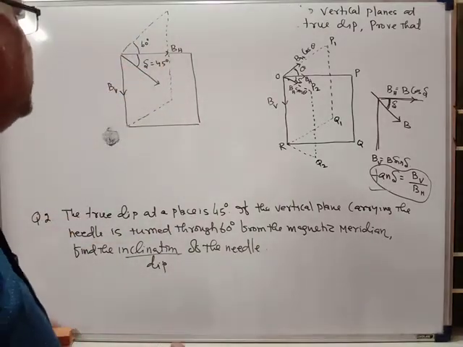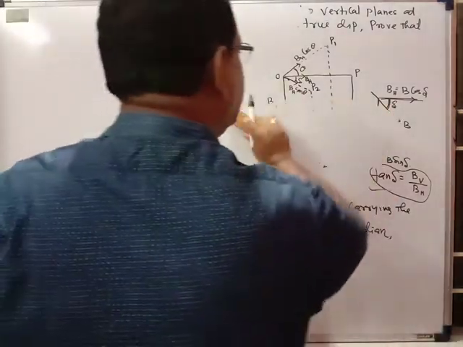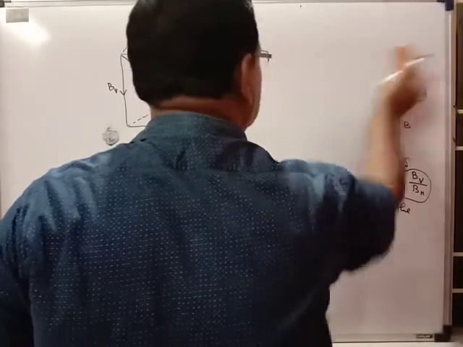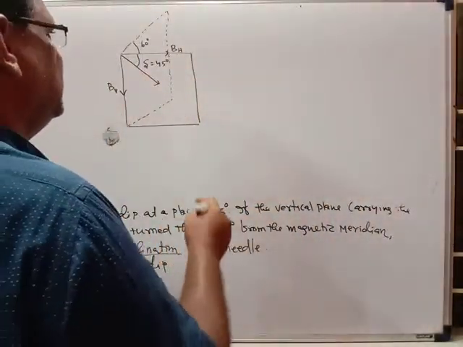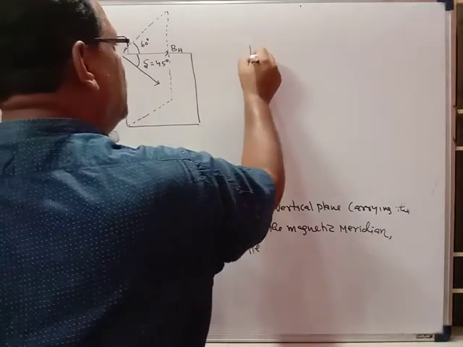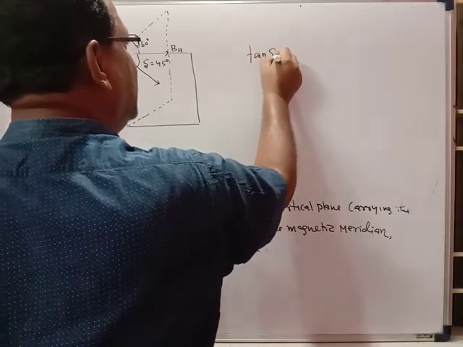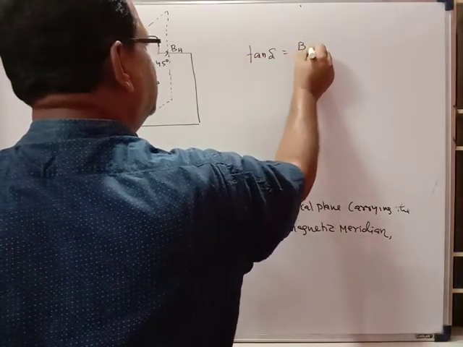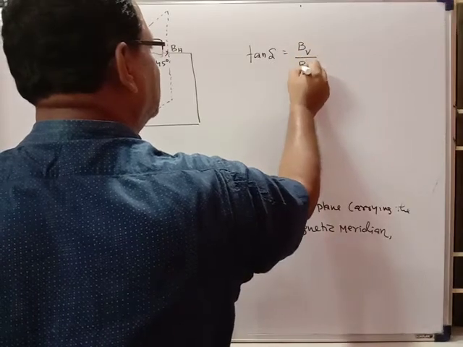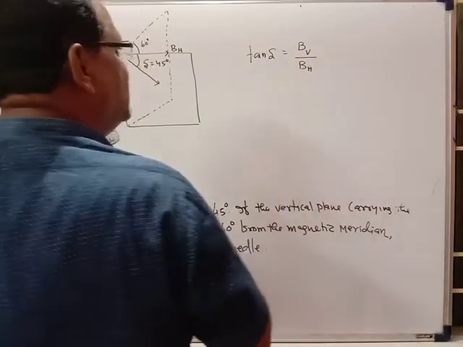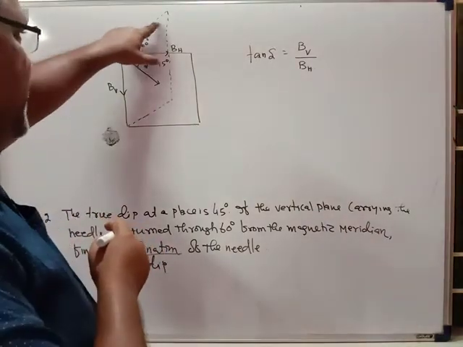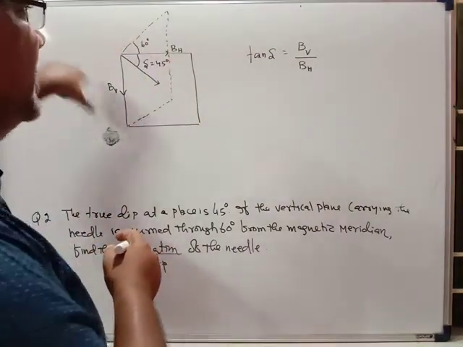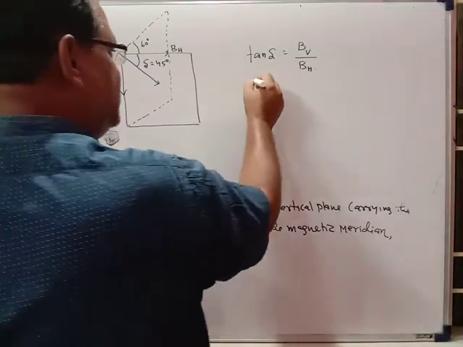Simply you have to apply the same formula. You know it: whenever it is on the original plane, the original magnetic meridian, you get tan delta equal to BV, the vertical component, by the horizontal component. Clear? And if you talk about tan delta on the dotted plane, the second plane, the dip will be different.